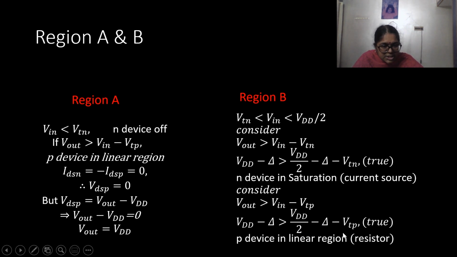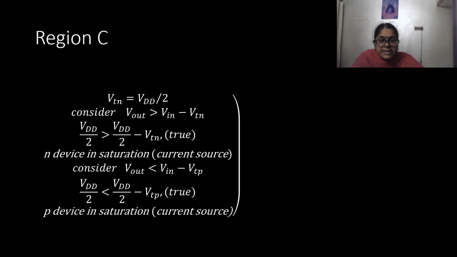Once again this condition holds good. So we say that the pMOS transistor is in linear region in the region B. So region A, nMOS transistor is cut off, pMOS transistor is in linear region. Region B, nMOS is in saturation region and pMOS is in linear region. Consider region C. Region C is nothing but the point where input voltage is equal to VDD by 2.